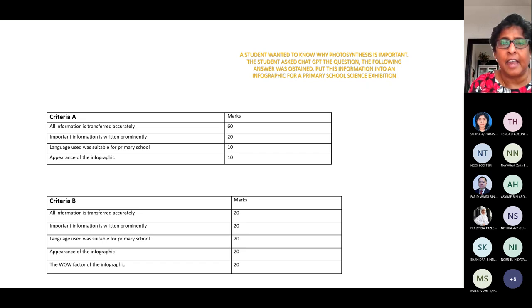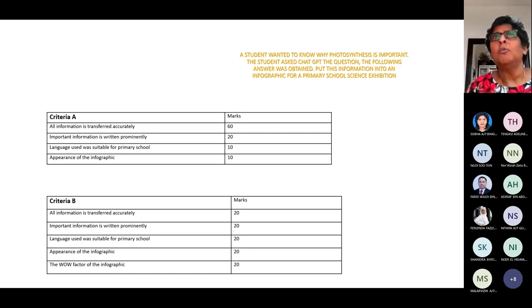For example, let's say if this student didn't do this 1 and 2, they don't know how to transfer the information accurately, they don't know whether the information is correct, okay, they got 0 here, but they used very good language and they appear in the infographic where you give them 20 marks. Okay? So this student will fail. Whereas here, even if they get 0, they still get 60 marks. They still pass the course, but they don't know anything about photosynthesis.